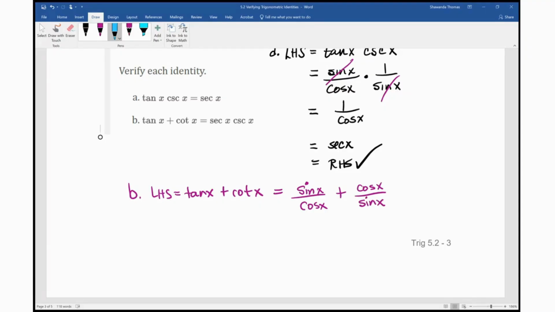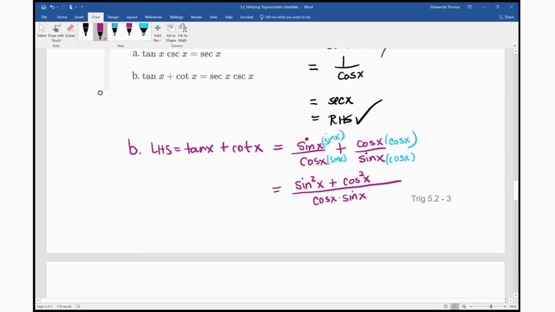So we definitely need a sine x on this side, so we're going to multiply the numerator and denominator by sine x. And on this side, we need a cosine x. So far, our denominator is cosine x times sine x. We have sine x times sine x, which is sine squared x, plus cosine x times another cosine x, which is cosine squared x. All right, does anything look familiar to you? After Tuesday, now that we have done many of these, does anything look familiar to you?